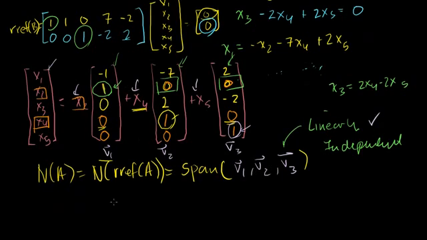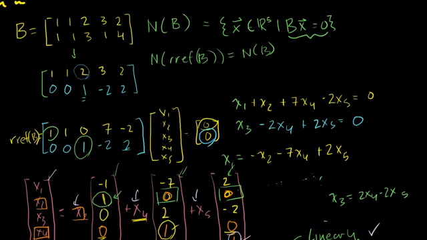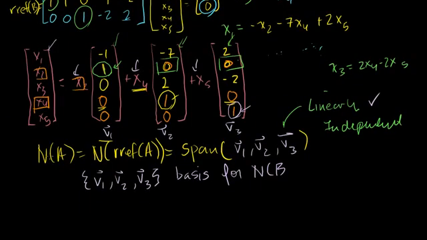And so the set v1, v2, and v3 is actually a basis for the null space. For the null space of, oh, you know what? I have to be very careful. For the null space of B, I defined, just for variety, my initial matrix as matrix B. So let me be very careful here. The null space of B was equal to the null space of the reduced row echelon form of B. It's good to switch things up every now and then. You start thinking that every matrix is named A if you don't.